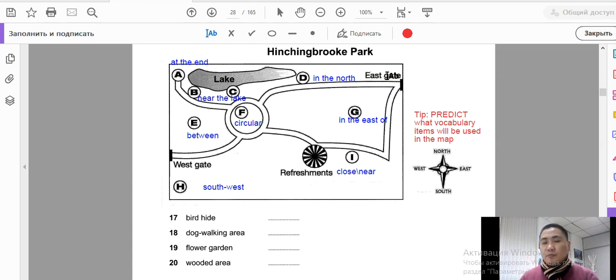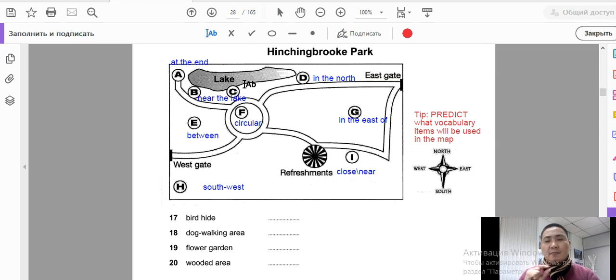To the park and the main paths. So you see the West Gate, and you see the East Gate, and you see the main paths. All are the main paths. As you can see, there's a lake. Have a look at the word lake, and it will probably be the bird hide, because usually birds are flying next to a lake.